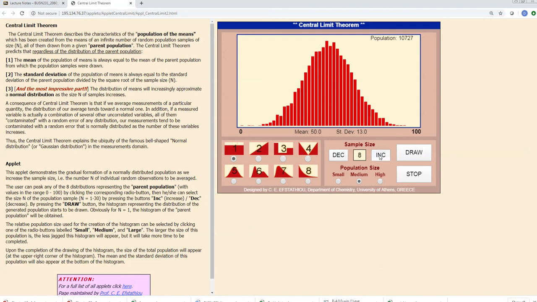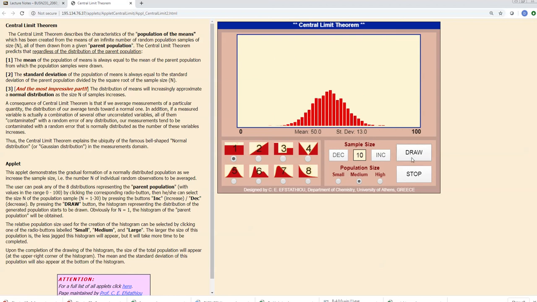Let me go to 10. I'm guessing that my mean will remain the same, my sigma will go down, and the shape will remain normal. So let's see. The shape is normal. The mean is the same, and sigma went down from 13 to 9. So you get the idea, right?